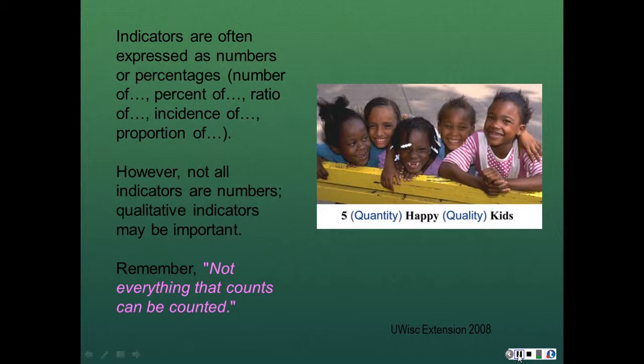So in this picture, you see 5 kids, but what's really important about the kids is not the number of kids, but the quality of the kids. They're 5 happy kids. And so sometimes what you're looking for in terms of indicators or evidence is something qualitative, something related to feelings or something much more detailed than a number. And we'll get into this a little bit more because it is a little bit confusing.